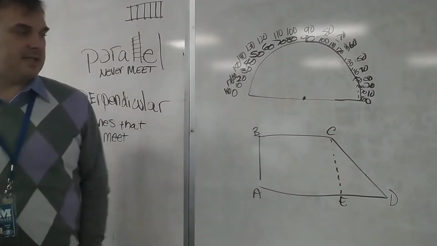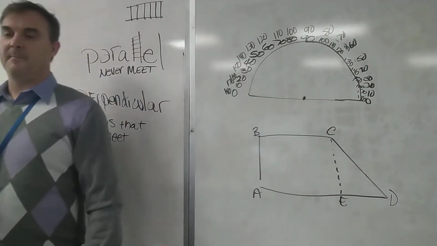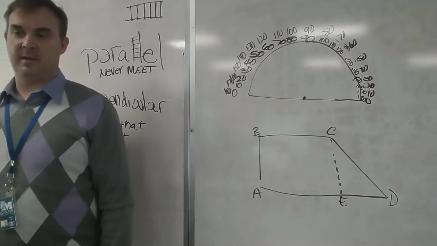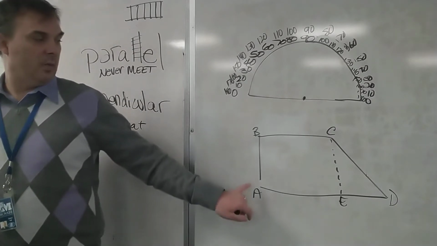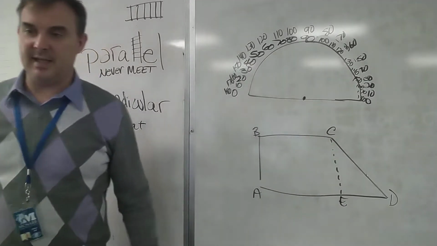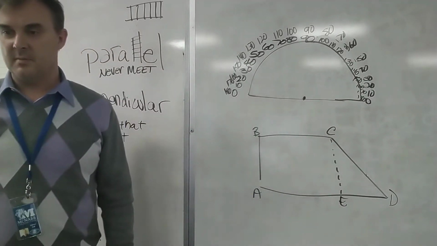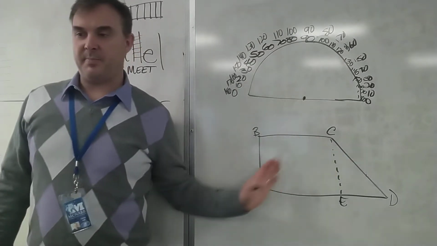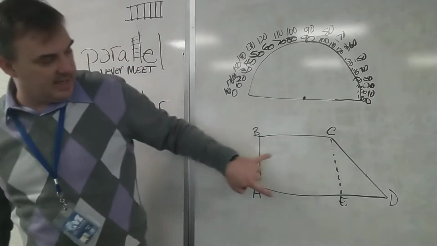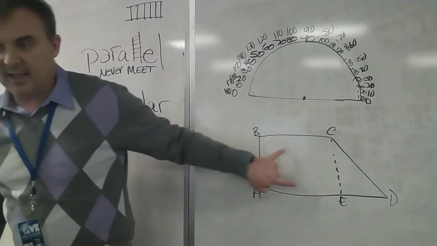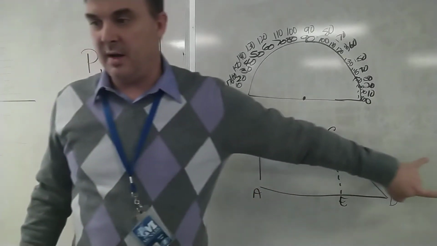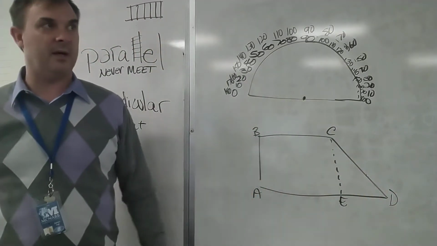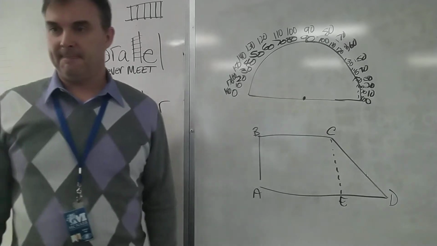Look at line segment BC. Look at line segment AE. Are they parallel? Will they meet? No, they won't meet. Will line segment AB and CD meet if they keep going? Yes, they will. So they're not parallel. But BC and AE, and line segment AED, if those continue to go on, those will never meet. So yes, this has one set of parallel lines. Okay?